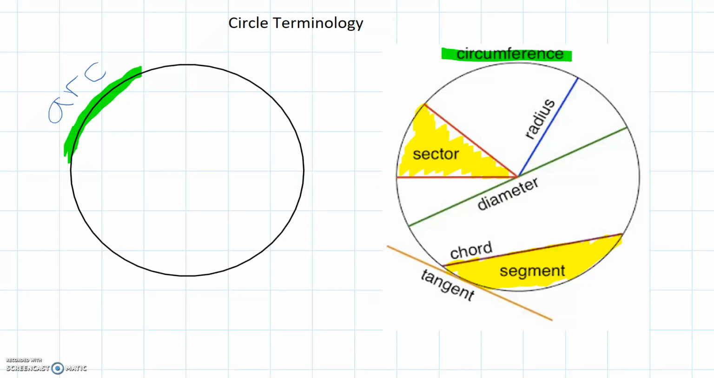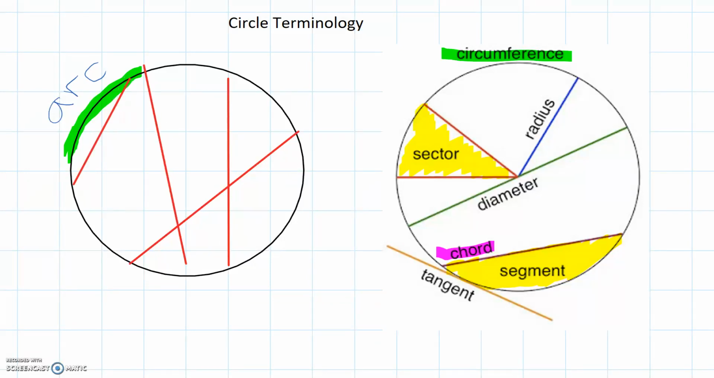Now let's have a look at a chord on our diagram. So this word here, a chord. A chord is any line that starts on one point of our circumference and goes to another point. So that would be a chord. A line that joins 2 points on the circumference of the circle. Let's draw another chord. This one would be another chord. Or another one. This line would be a chord. And one more. This one would be a chord.